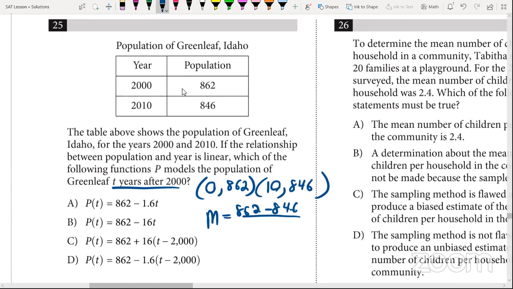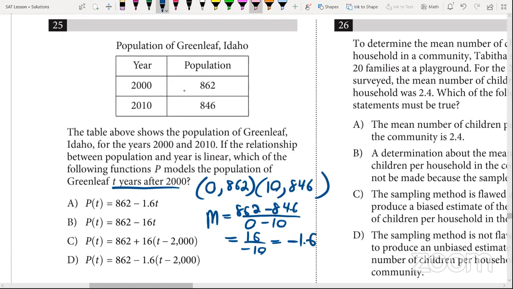So y2 minus y1 over x2 minus x1. So just subtract the two y values and subtract the two x values in the same order. And 862 minus 846 is 16 over negative 10. So on a calculator, that's negative 1.6.